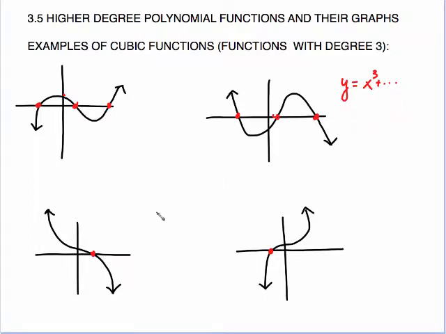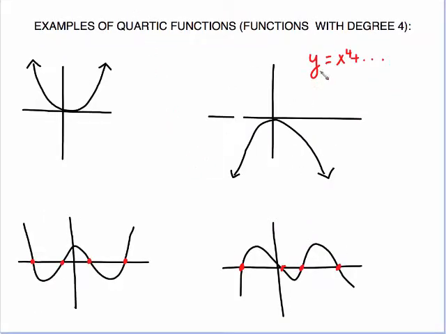The graphs generally look like one of these. It can cross the axis 3 times, like these two graphs right here, or just cross the axis 1 time. Those are your cubic functions, degree 3. Your quartic functions, which is degree 4, y equals x to the fourth plus or minus, etc., will either do these two things down here, where it's like a W or an M crossing the x-axis 4 times, or it's going to resemble more like a parabola.